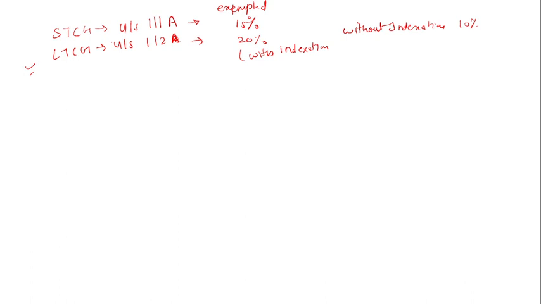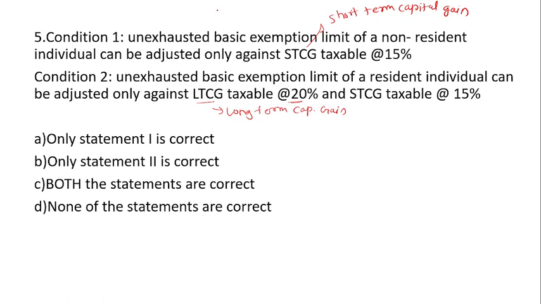So according to our question, what is the question? The unexhausted basic exemption limit of a non-resident individual can be adjusted only against STCG. Only against STCG?